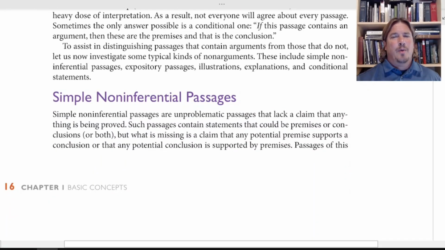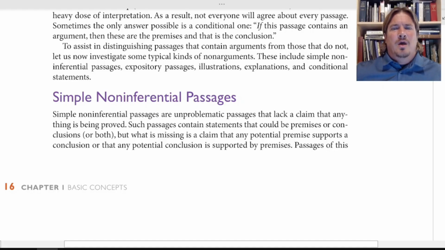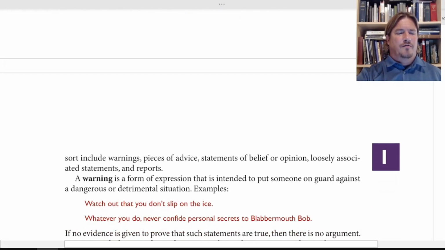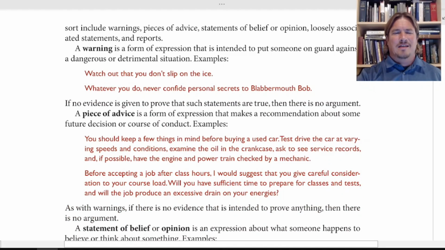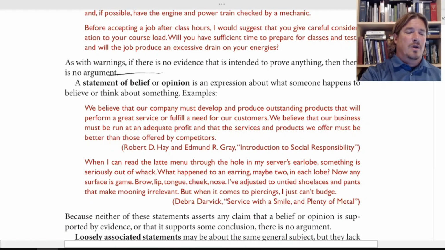All right. The rest of this section is a discussion of various types of non-arguments. I'm not going to go over these in detail in this video. You can read about them. I think most of them are pretty straightforward. Non-inferential passages, warnings, advice. Sometimes advice might look like an argument, but it's generally not. Look, this is a key notion. A mere statement of belief or opinion is not an argument.